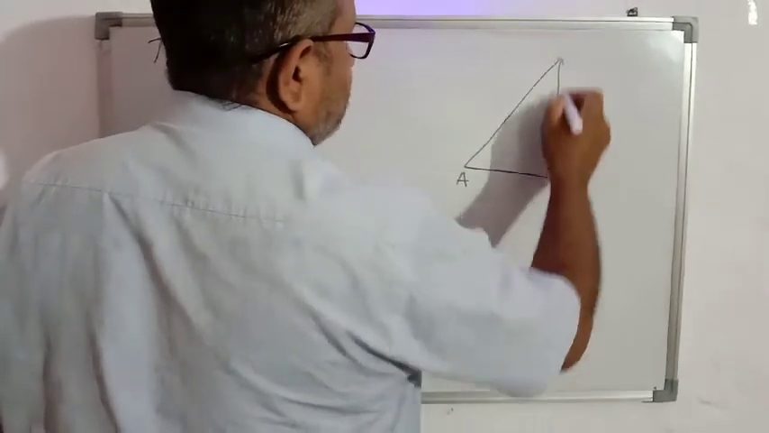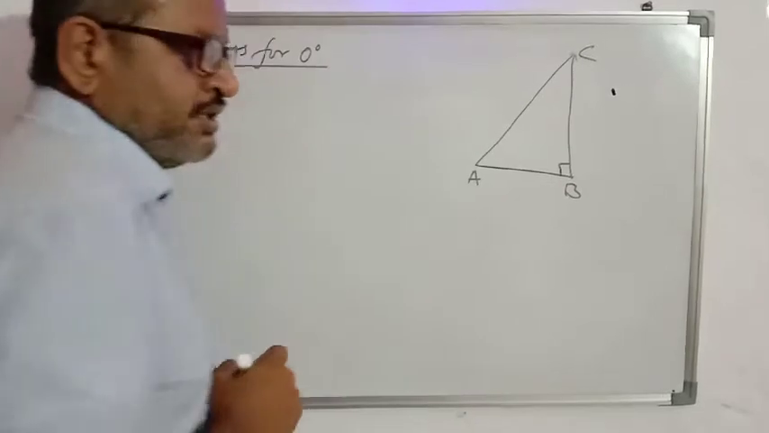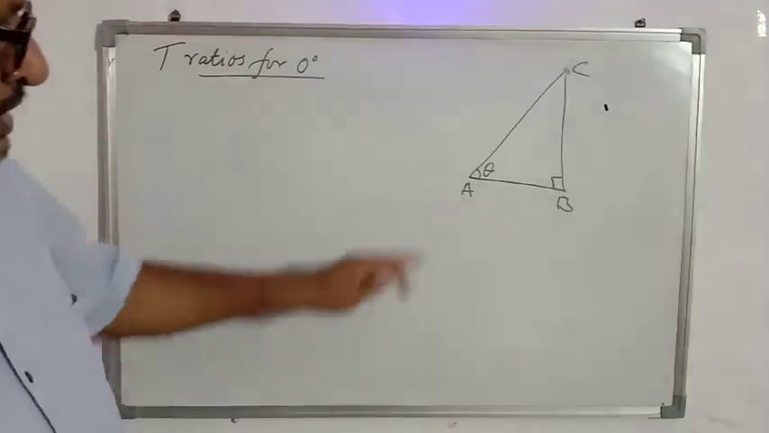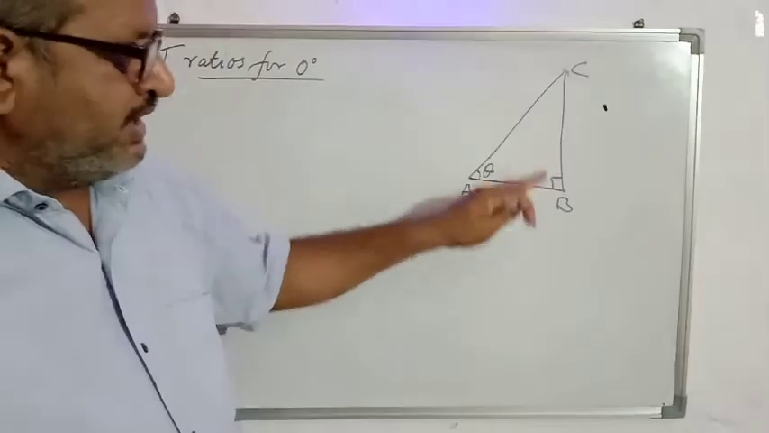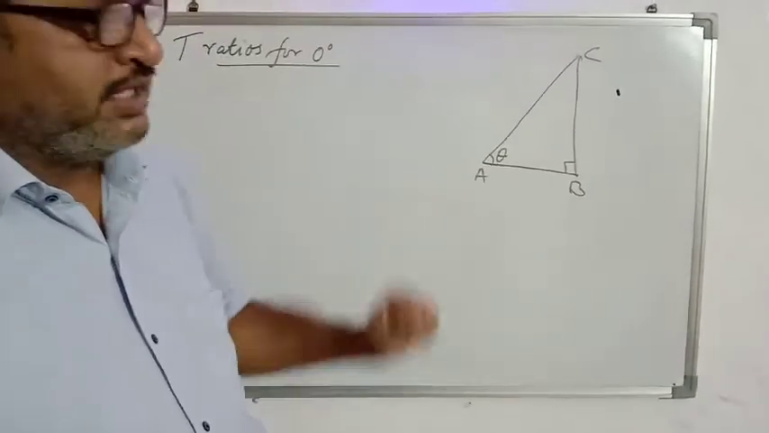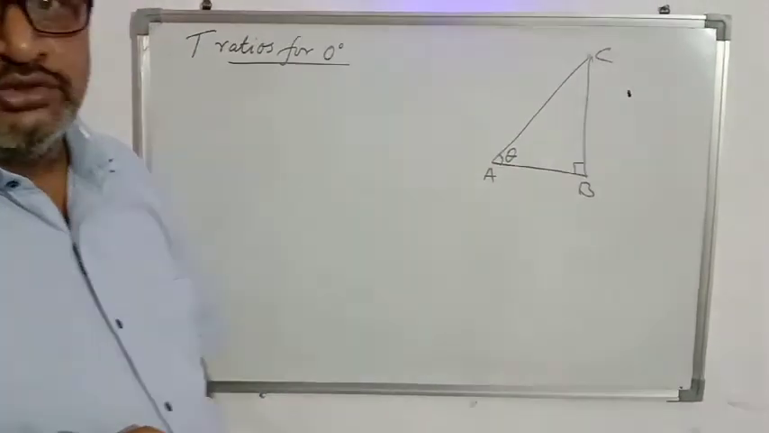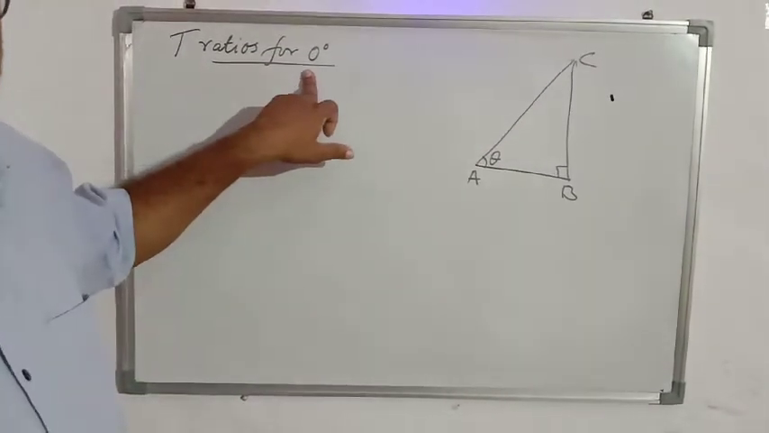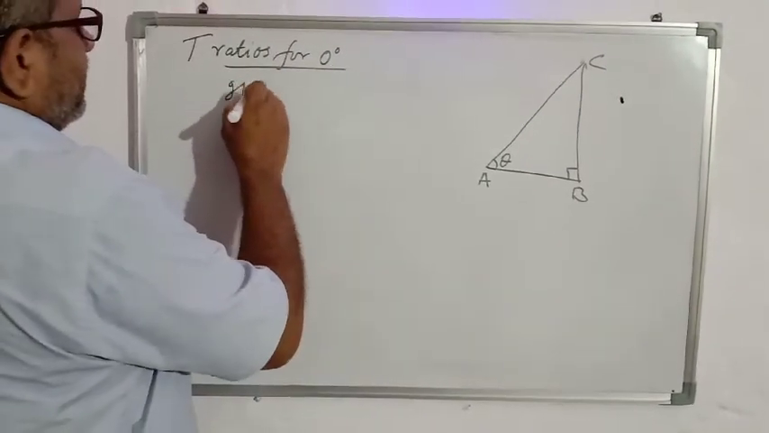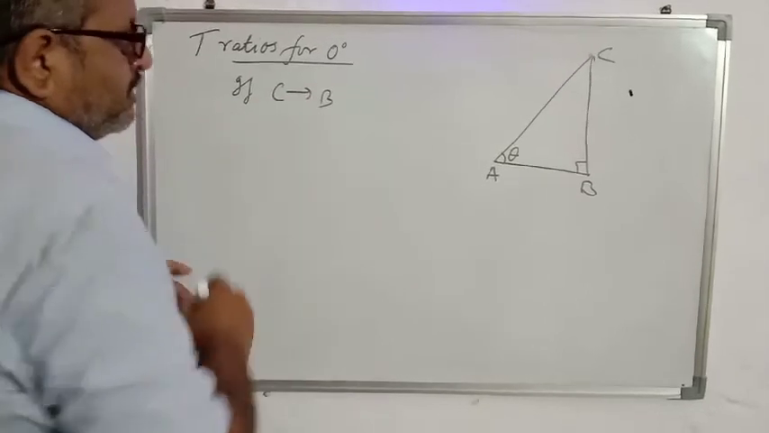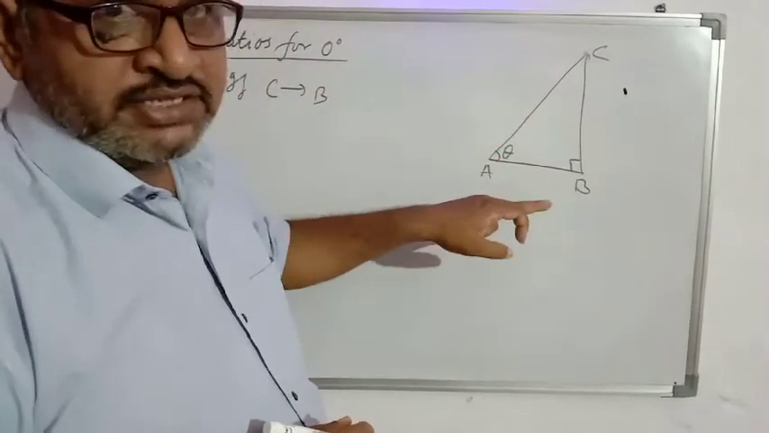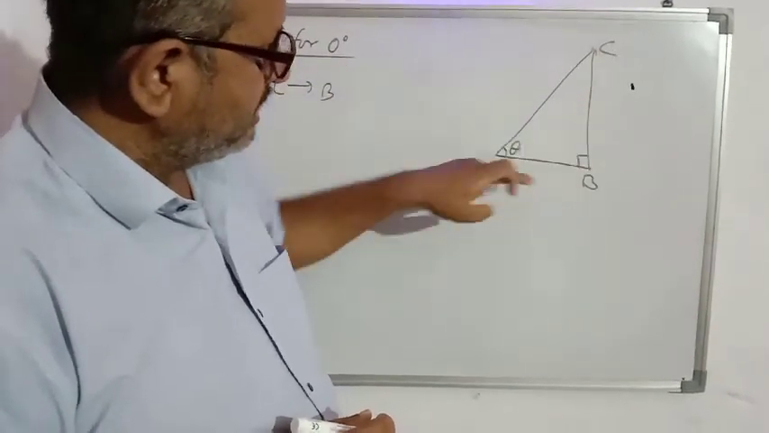See the right angle triangle ABC. Angle B is 90 degree and the acute angle A is theta. When theta will be 0, we have to find the trigonometrical ratios for 0 degree. See, if point C moves towards B, then theta will decrease. As C moves towards B, theta decreases.